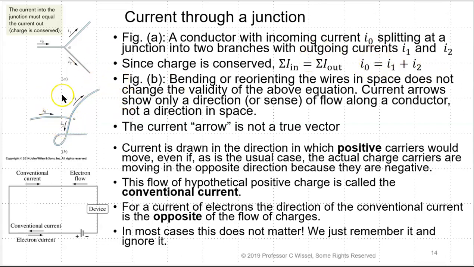It does not matter if you bend or reorient the wires in space. It does not change the validity of this equation. Current arrows show only a direction or sense of flow along a conductor. They are not a direction in space. The current arrow is not a true vector.